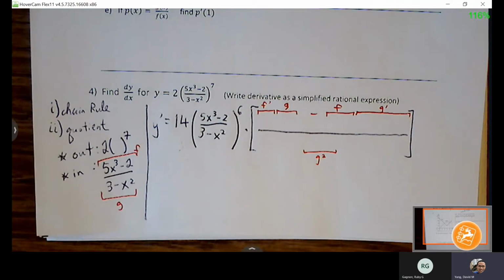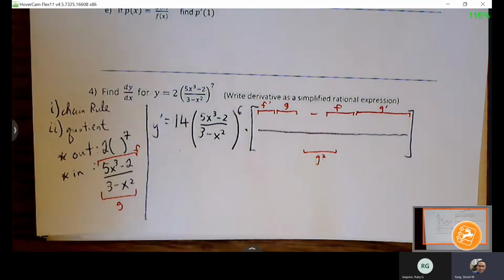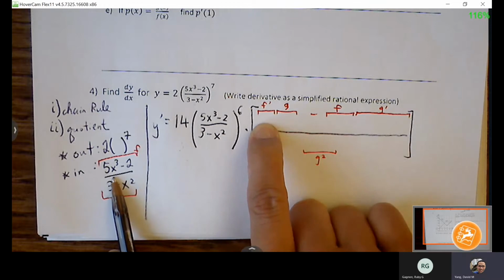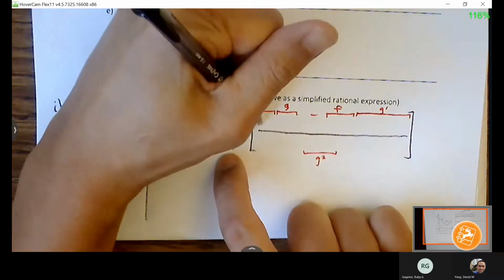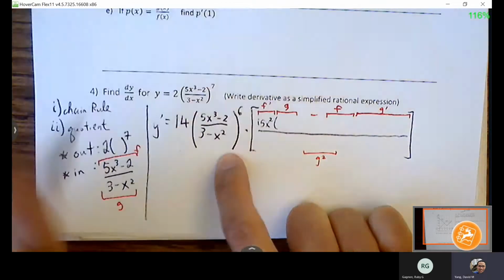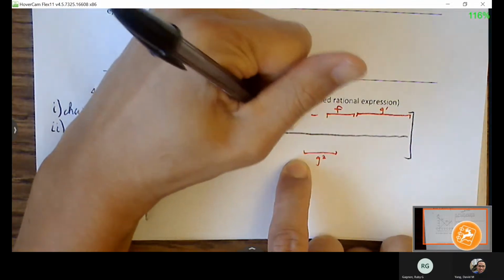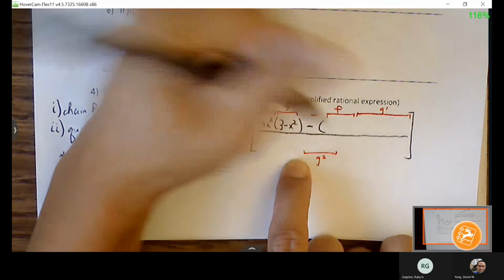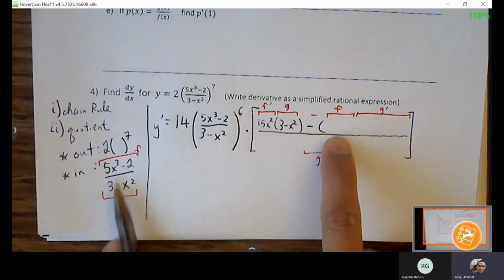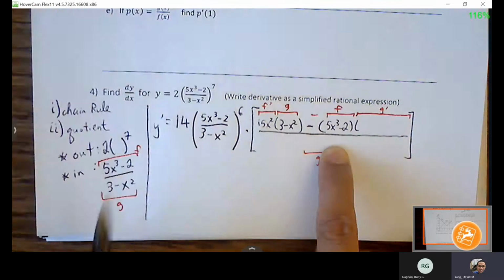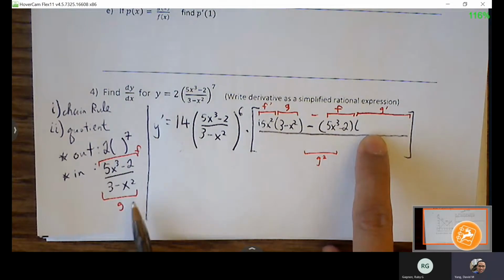F prime g minus f g prime all over g squared. F prime, 15x squared. G function, no changes. Back to f. G prime, negative 2x.